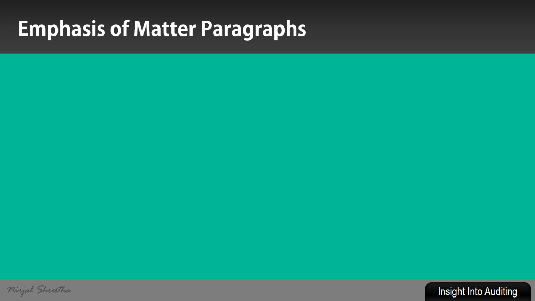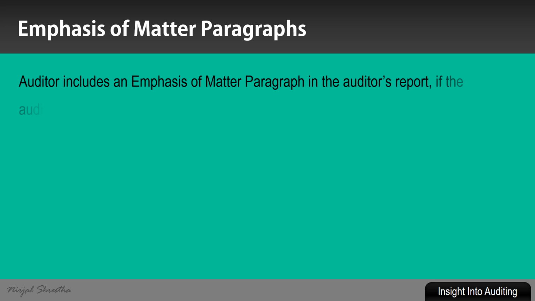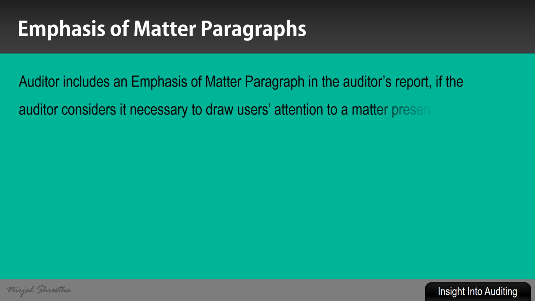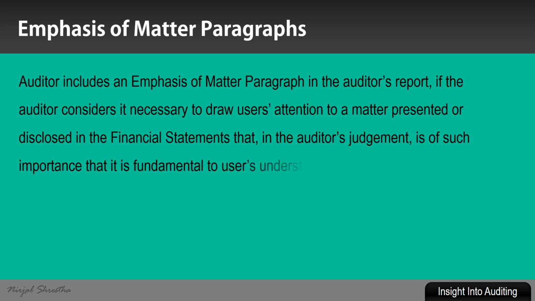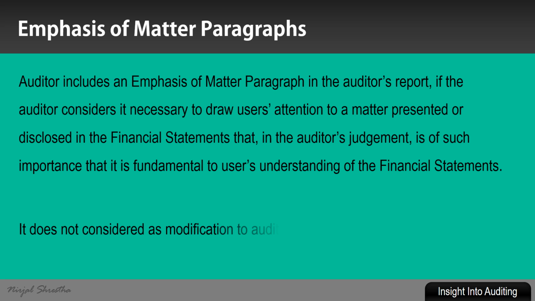Emphasis of matter paragraphs. Auditor includes an emphasis of matter paragraph in the auditor's report, if the auditor considers it necessary to draw users' attention to a matter presented or disclosed in the financial statements that, in the auditor's judgment, is of such importance that it is fundamental to users' understanding of the financial statements. It does not consider it as modification to auditor's opinion in respect of the matter emphasized.